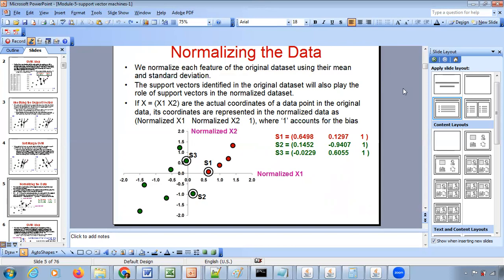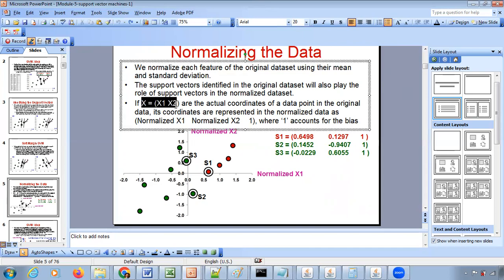And one other thing we'll also need to remember is, if x equals x1, x2, so x1 and x2 are the two features, and we have a data point that has the values of these two features, and we say x equals x1, x2, or the actual coordinates of a data point in the original data set when you visualize it. We'll add one more dimension, we can say.